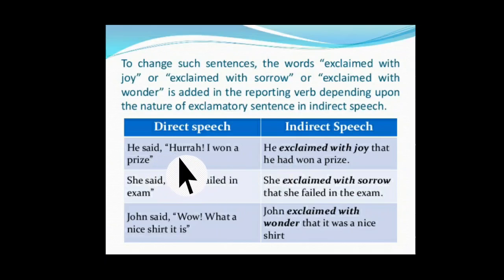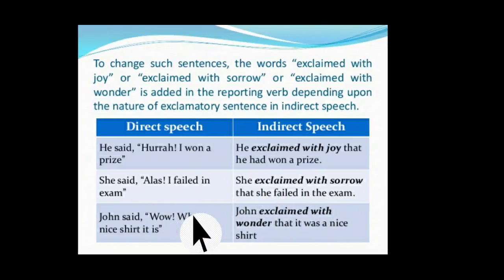जहाँ पे हम exclamatory hurrah देखेंगे, exclaimed with joy, ठीक है, बाकी rules हैं. Then she said, alas, I failed in exam. She exclaimed with sorrow. Alas means dukh. So alas, that is used for sorrow.